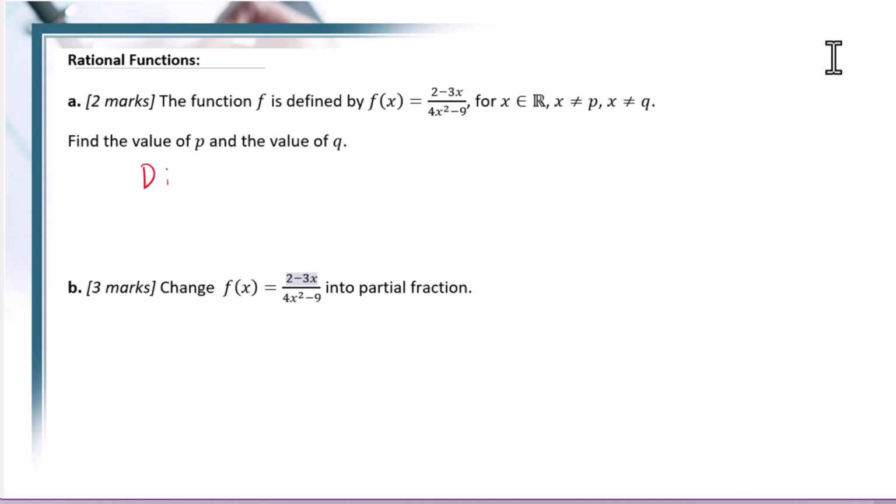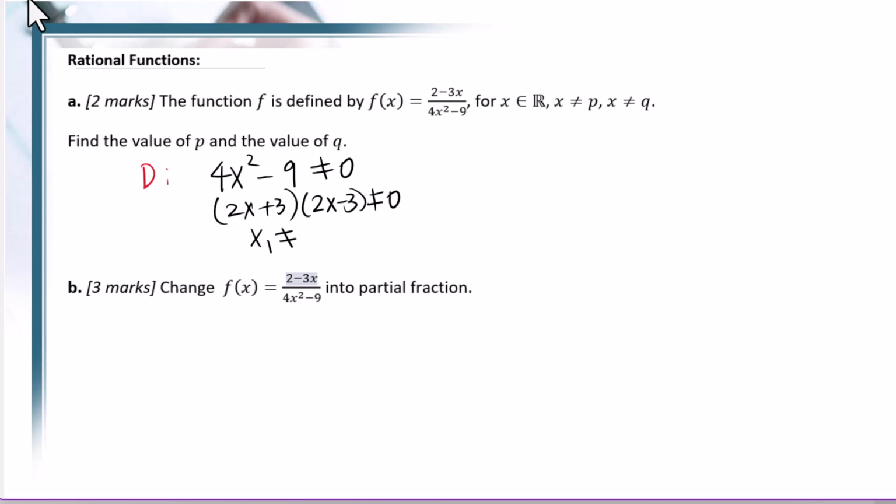For the domain of this rational function, 4x squared minus 9 is not equal to 0. Factor: (2x plus 3) times (2x minus 3) is not equal to 0. So x1 is not equal to negative 3 over 2, and x2 is not equal to 3 over 2, which means p equals negative 3 over 2 and q equals 3 over 2.